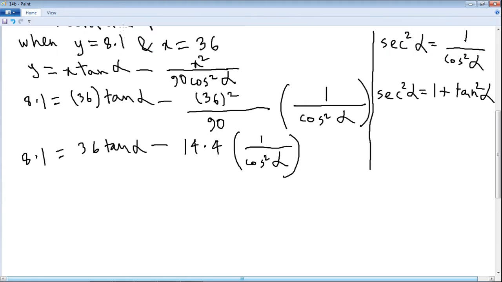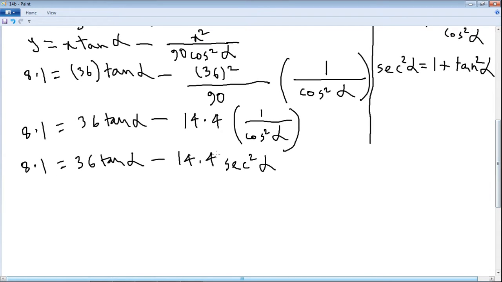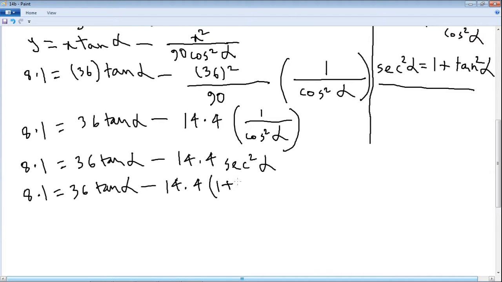So 36 tan alpha minus 14.4 sec squared alpha. Now we're going to substitute this with the identity: sec squared alpha equals 1 plus tan squared alpha. So 8.1 equals 36 tan alpha minus 14.4, sorry, this should be times 1 plus tan squared alpha.